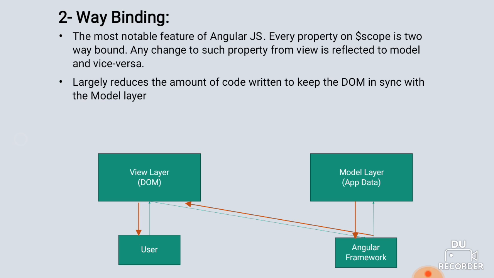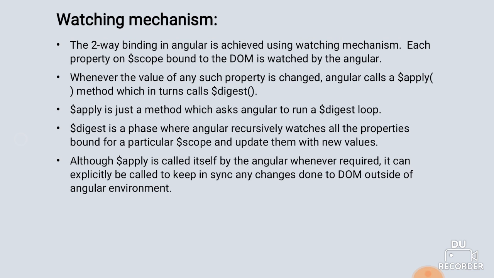Okay, now we'll consider the watching mechanism. The watching mechanism is something which is used extensively by Angular to produce this two-way binding. Basically, every scope property which is bound to the UI, or which is bound to the view layer, is being watched by the Angular framework. So whenever there is any change in the value of any such property, Angular internally calls the $apply method, which in turn calls the $digest method or the $digest loop.